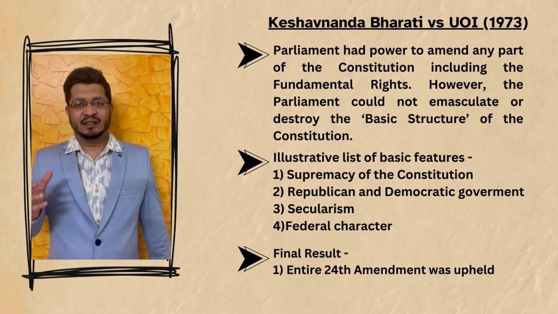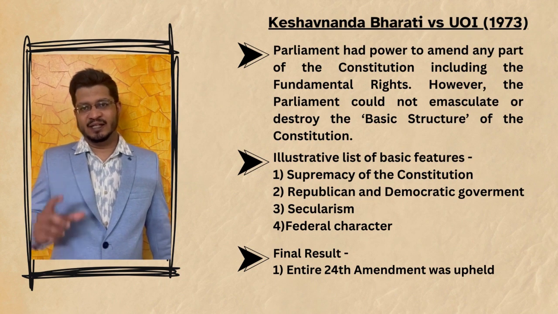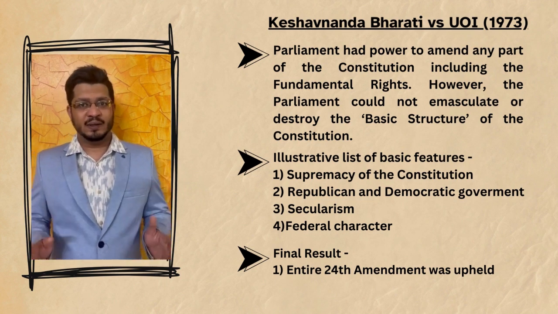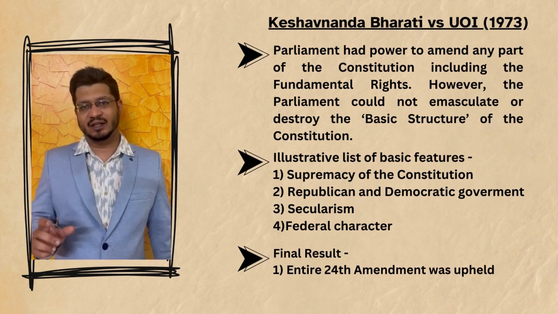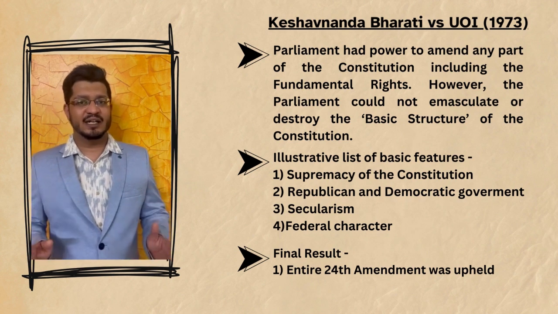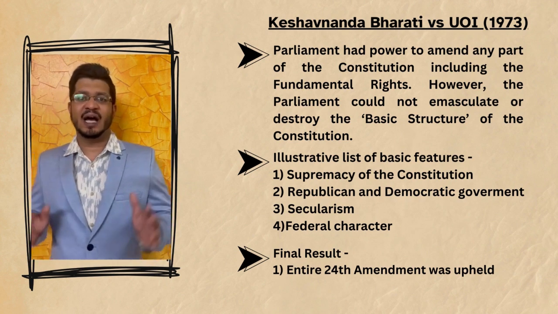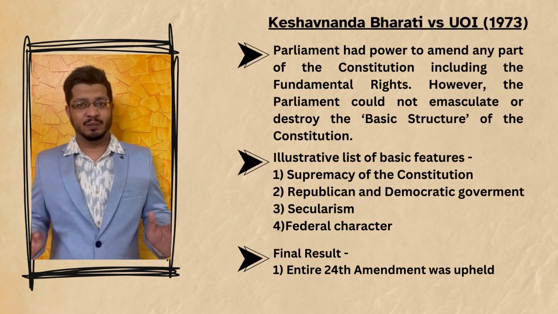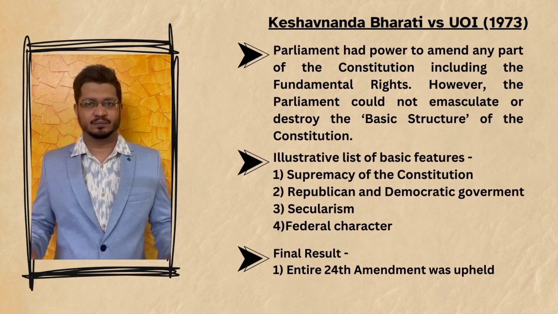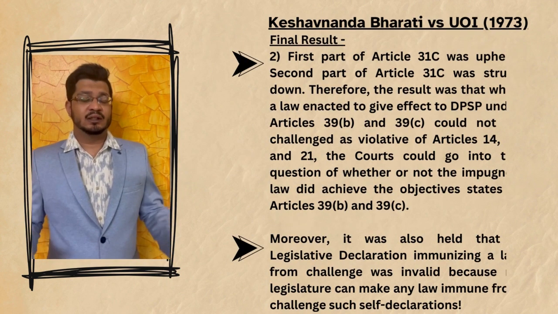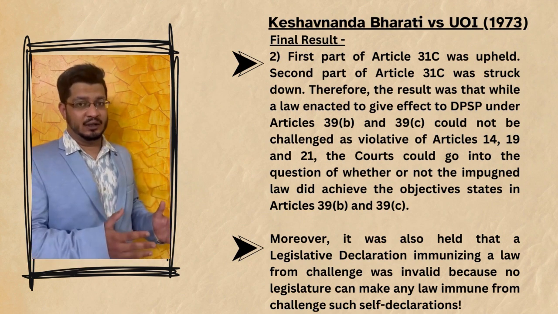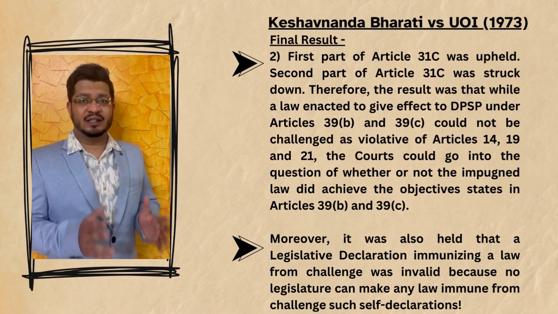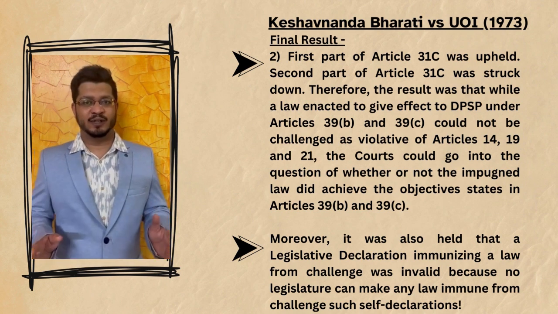Like I said, this is only an illustrative list, and whether or not a particular feature is a basic feature or whether or not a particular provision forms the basic structure of the Constitution has to be decided on a case-to-case basis as and when those questions come up before the Honorable Supreme Court. Next, the first part of Article 31C was upheld. However, the second part of Article 31C was struck down by the Supreme Court.